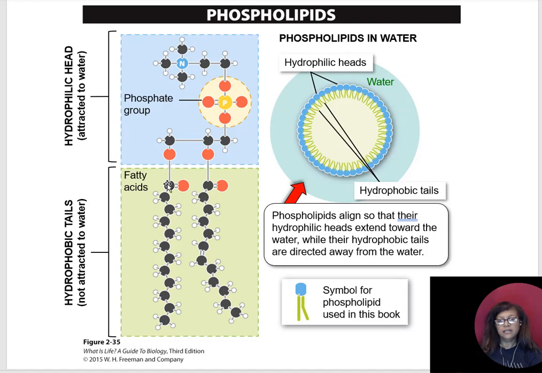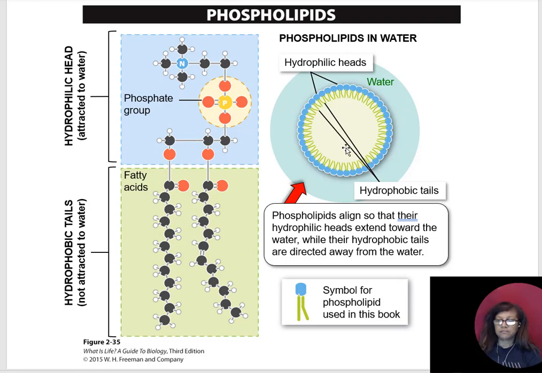Then as we come down, we have the fatty acid tail, and the fatty acid tails are actually hydrophobic. So hydro, again, meaning water, phobic, meaning not liking, repulsed by, okay? So these hydrophobic tails are not attracted to water. They want nothing to do with water. Now, why is it important that we have this hydrophilic head and this hydrophobic tail making up these phospholipids?